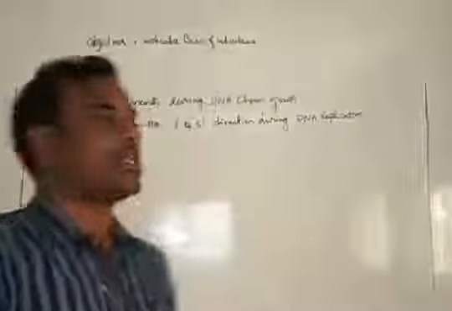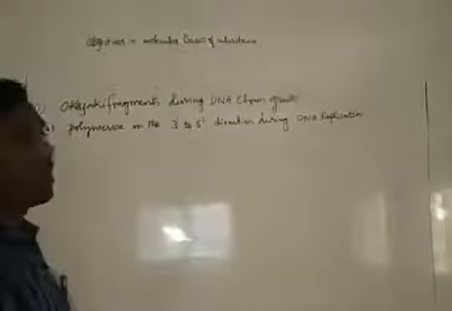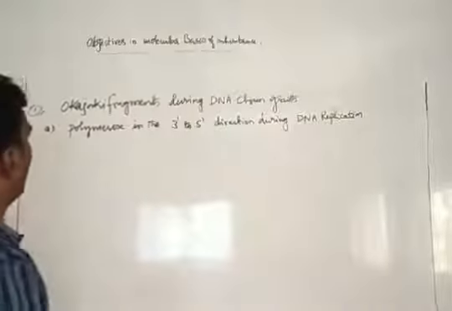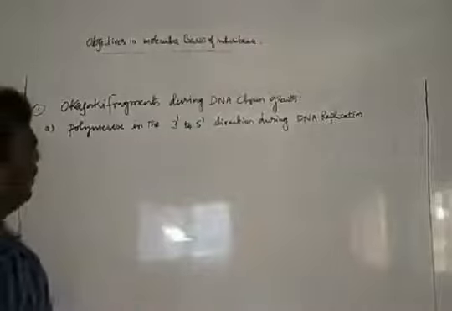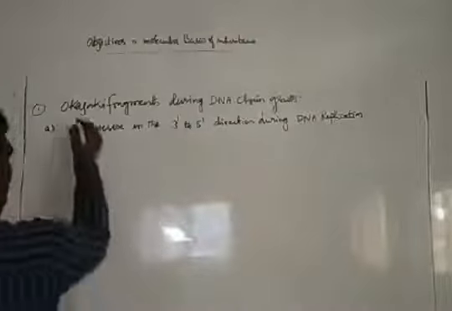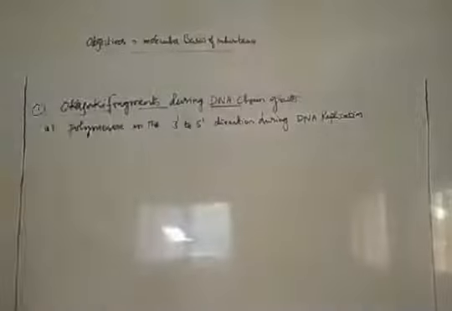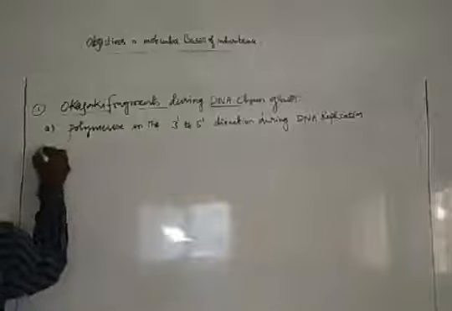Today's topic is objectives in the molecular basis of inheritance. The first objective is Okazaki fragments during DNA chain growth. So the first option: polymerase in the 3' to 5' direction during the DNA replication.